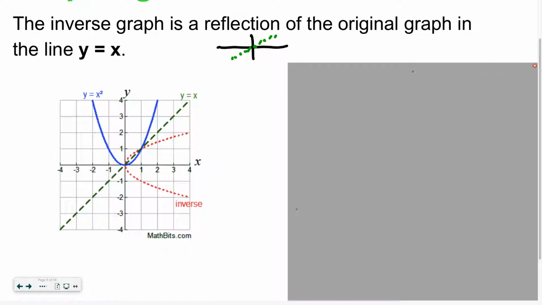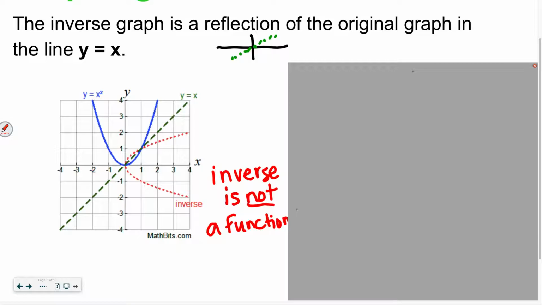Okay. What's interesting about this picture that I want you to be thinking about as a pre-calculus student is that the blue graph passes the vertical line test, meaning it is a function, but the red graph doesn't. Okay? So I'm going to make a little note here. This is an example where the inverse is not a function.